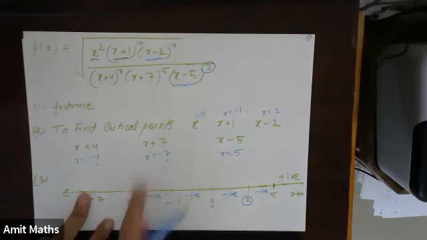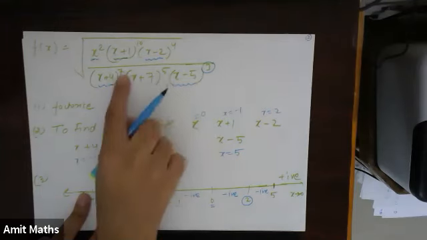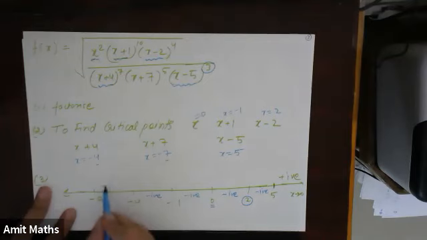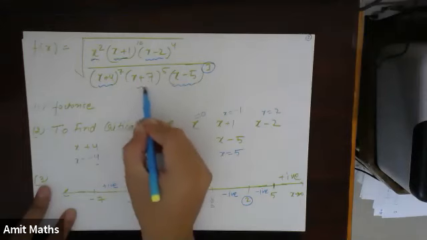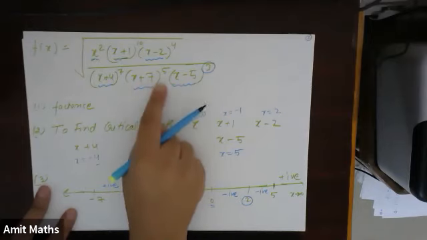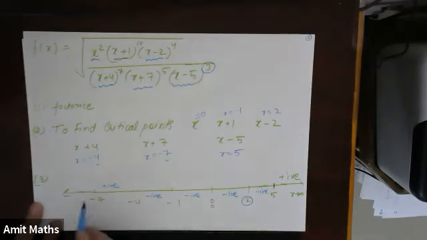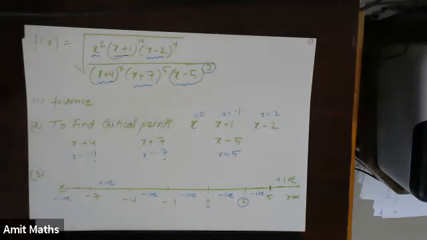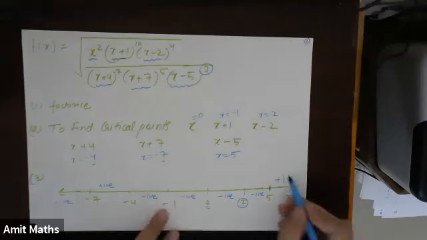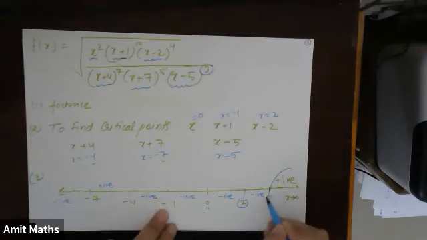Okay. -4 is for this one. What is the power, odd or even? Odd. If the power is odd, it will change sign, so this negative will become positive. Now we have -7, which is the factor of this. For -7, the power is odd. Again we have odd, so positive will become negative. Fine. So if I draw the wavy curve, this is positive, then it will become negative.